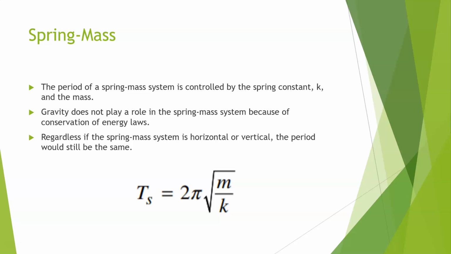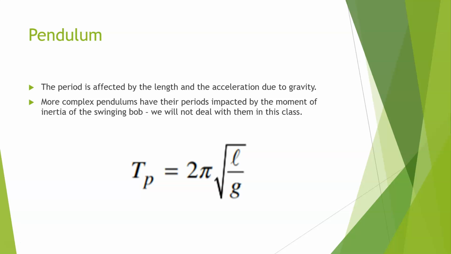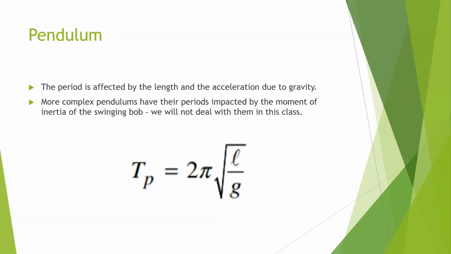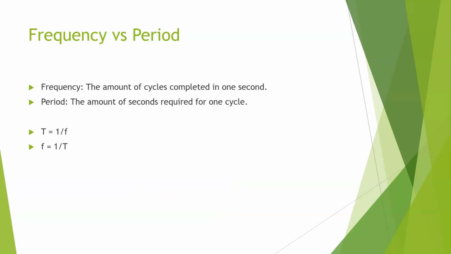Now, the equations are fairly plug and chug. They are shown here, 2π, and then you have the square root of some stuff. There is one thing I want to highlight that can be a tricky thing, which is the difference between frequency and period.